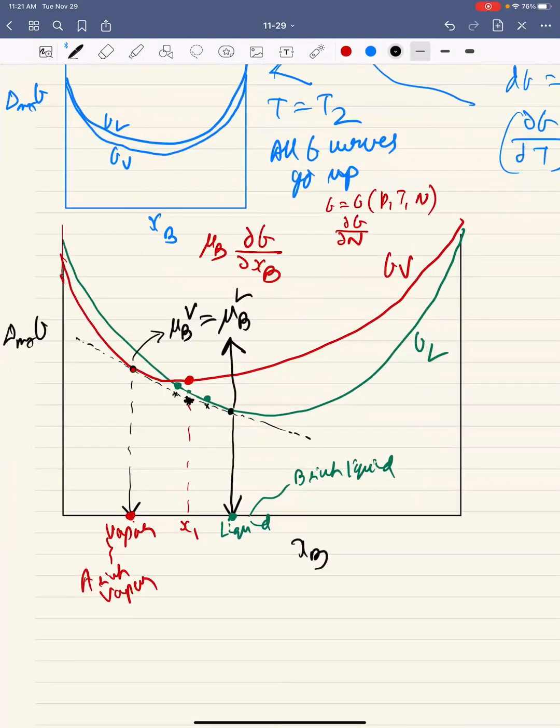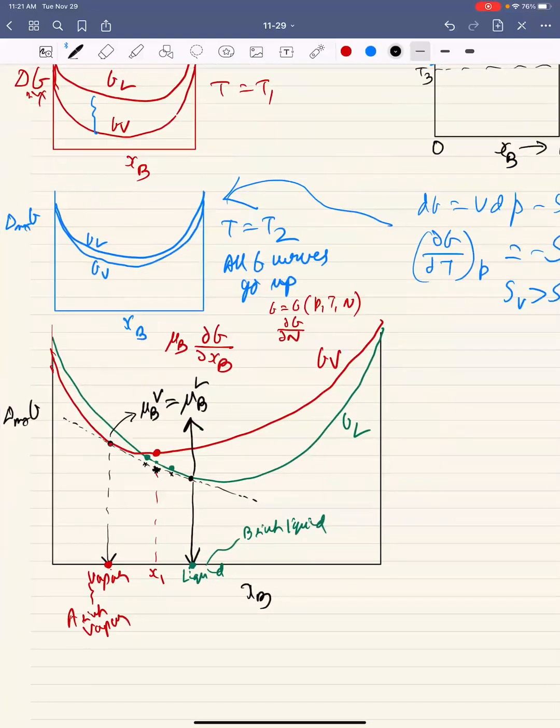Okay, let's recap this once again. Yeah, go ahead. So one doubt I have: at low X, why is the free energy of liquid greater than the free energy of gas? Okay, so that's what I was going to recap.